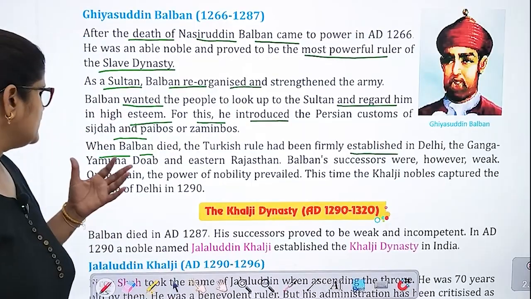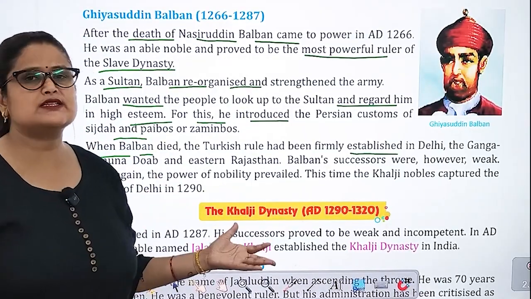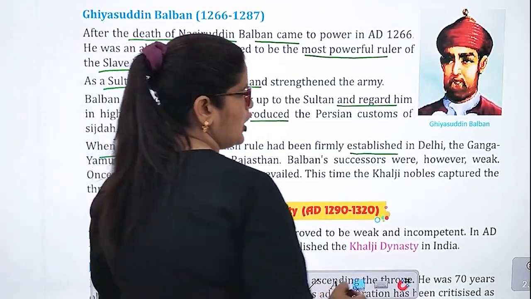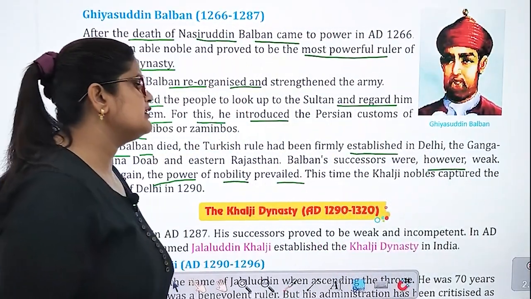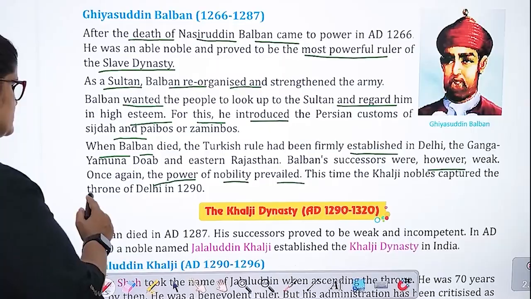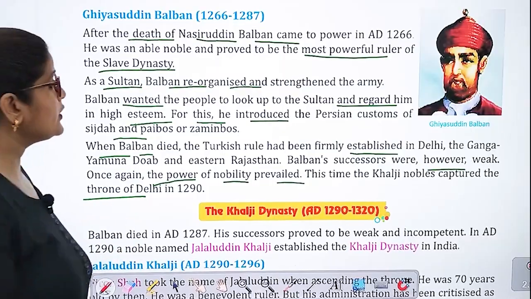The Ganga, Yamuna Doab and eastern Rajasthan. Balban's successors were, however, weak. Once again, the power of nobility prevailed. This time, the Khalji nobles captured the throne of Delhi in 1290.